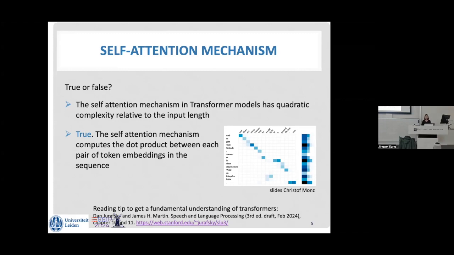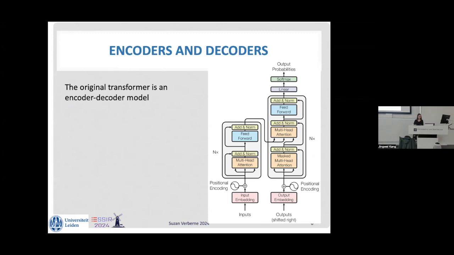Okay, then another quiz question. So this is an open question. So you have seen this. The original transformer is an encoder-decoder model. With on the left side here, the encoder, and on the right side here, the decoder. So here's a question. Can you name a transformer model that is encoder only? So only the left side here.